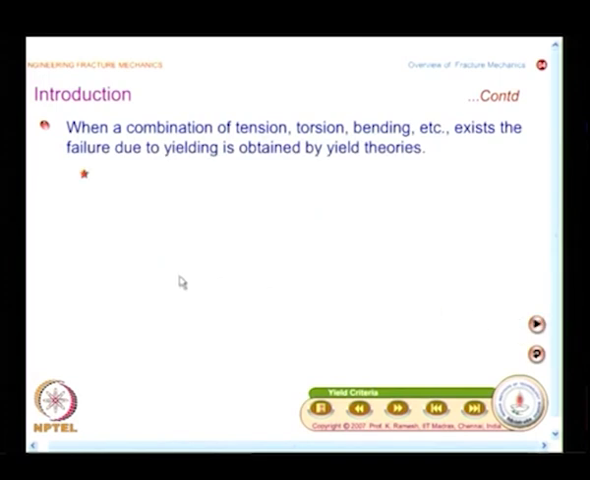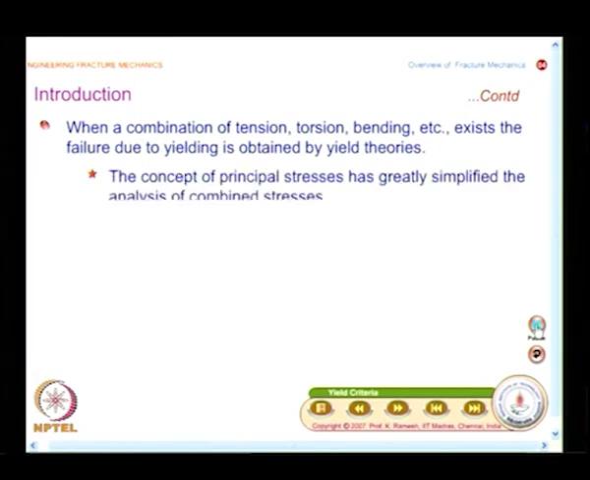Okay, in a real life situation what happens? You have tension, you have torsion, bending, all existing together with various proportions. Suppose I have a combination of this, how do you handle this? This is done by yield theories, and what do you do in yield theories? You have the concept of principal stresses developed, which has greatly simplified the analysis of combined stresses. So, I do not have to worry, I learn tension, torsion, bending separately, but if I find all of them exist with various proportions in an actual structure, I can always find out the principal stresses and invoke the yield theories.